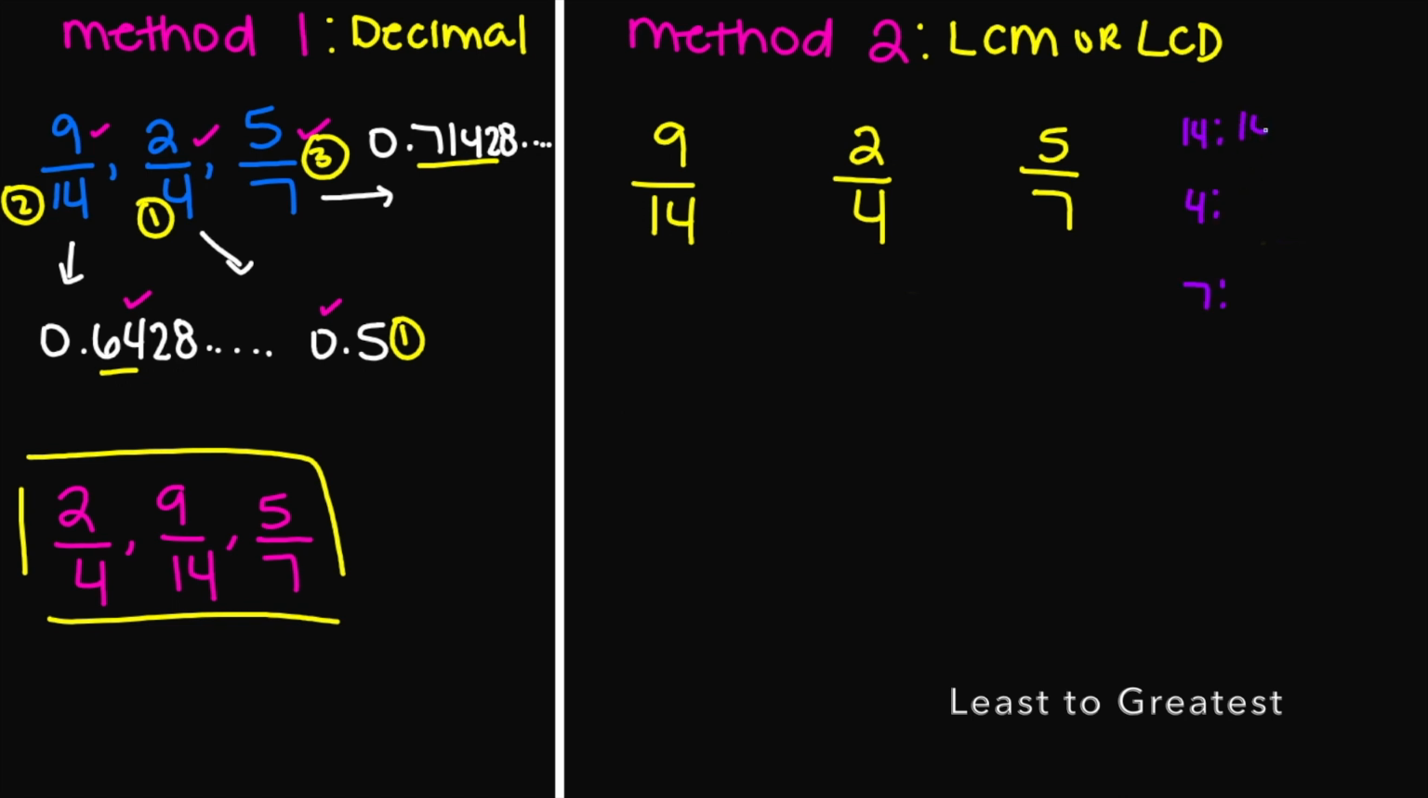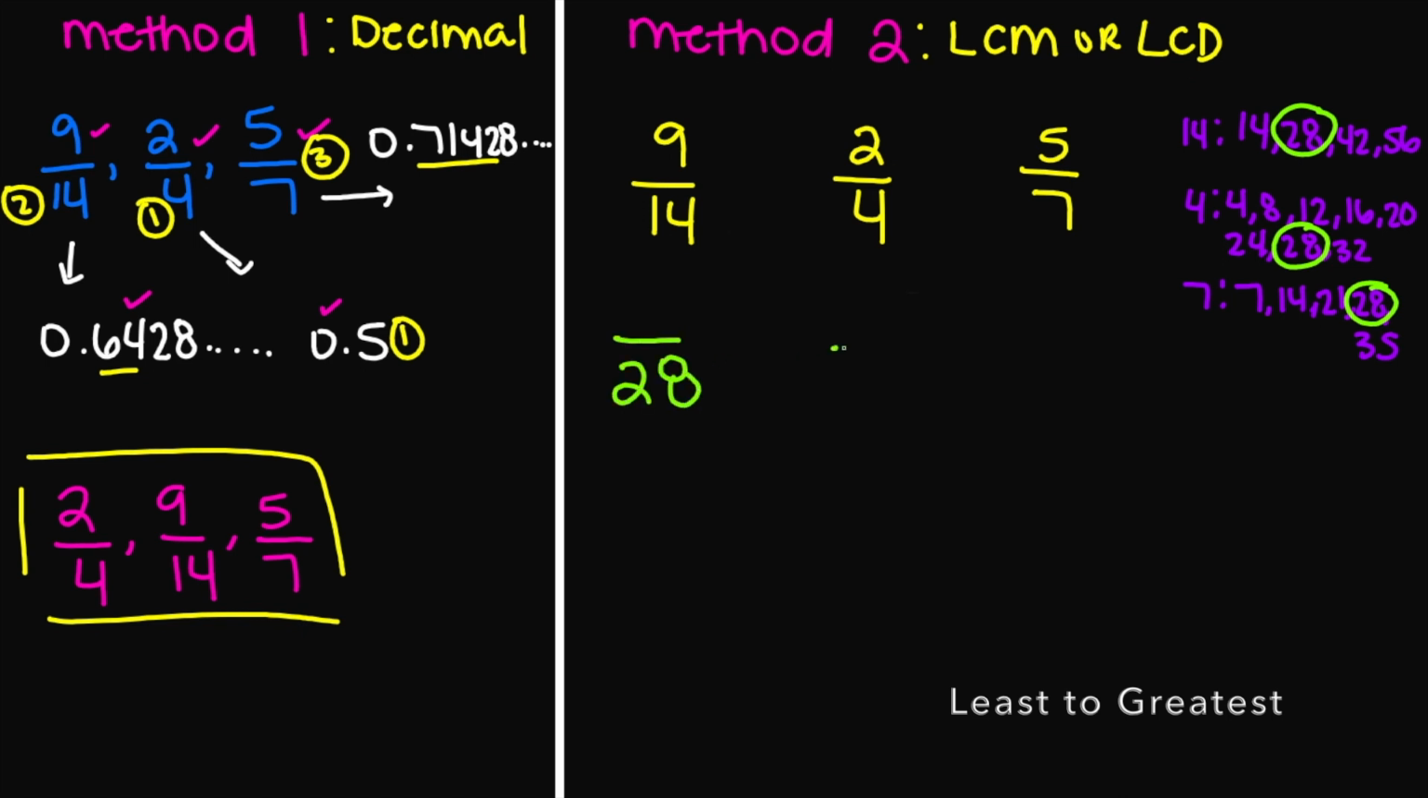Multiples of 14, we have 14, 28, 42, and 56. I'll stop here for now. For my 4, we have 4, 8, 12, 16, 20. I'll stop here for now. My 7, we have 7, 14, 21, 28, and 35. And I'll stop here for now. And for my 4, I do need to add a couple more. So my least common multiple is going to be the number 28. So I know I need to get 28 in my denominator. So we have 28 here, 28 here, and 28 here.